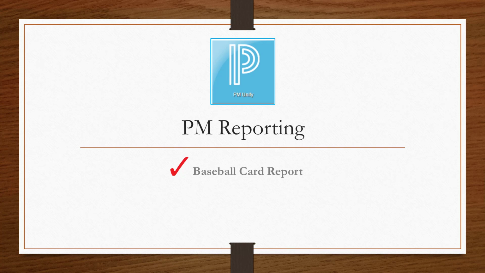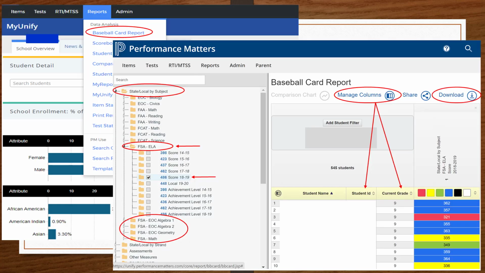Using the Performance Matters platform, the baseball card report allows you to create a custom-made report based on your specific needs. Using this report will allow you to access FSA baseline data to assist with calculating how many points a student needs to achieve the next level or sub-level.